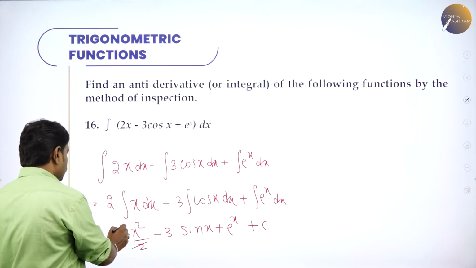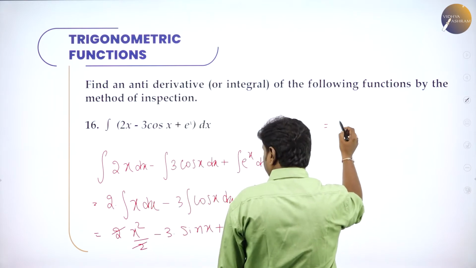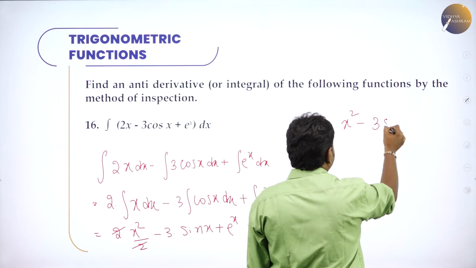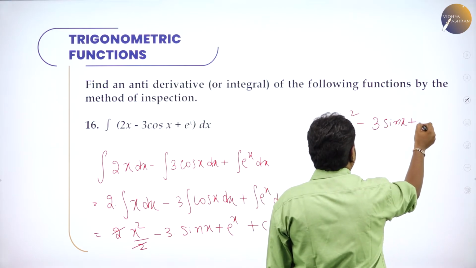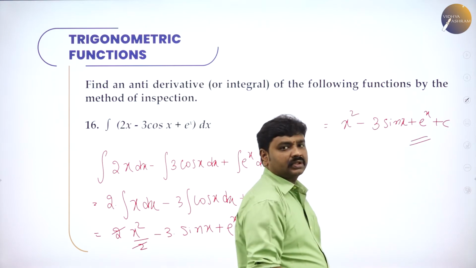Then you can cancel 2 and 2. So finally we are left with x² minus 3 sin x plus e^x plus c. This is the integral formula.